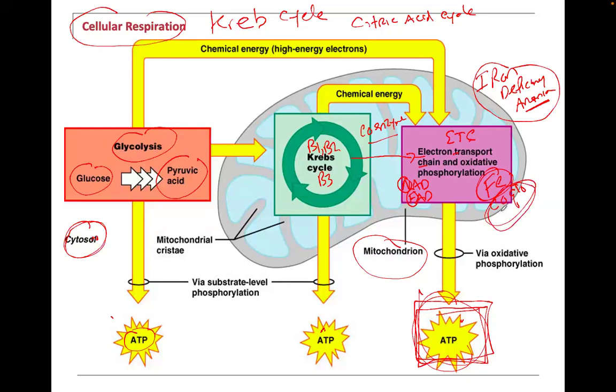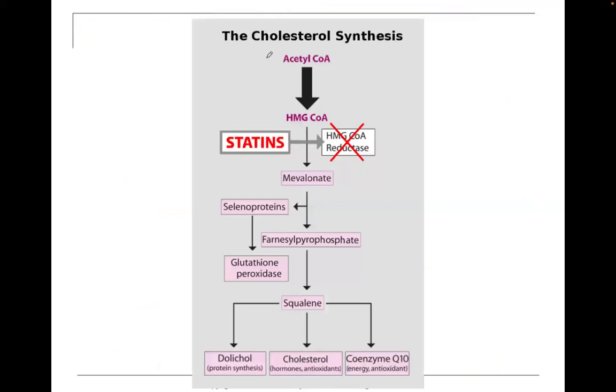Now, CoQ10, coenzyme Q10, is also needed for the electron transport chain. And CoQ10 has gotten a lot of attention, because if we look at how the body makes cholesterol, we go from acetyl-CoA to HMG-CoA. HMG-CoA gets converted to mevalonate. You don't have to memorize this. I just want you to see something. It goes to mevalonate, to farnesyl pyrophosphate, to squalene, and then all the way down here at the bottom, your body makes cholesterol.